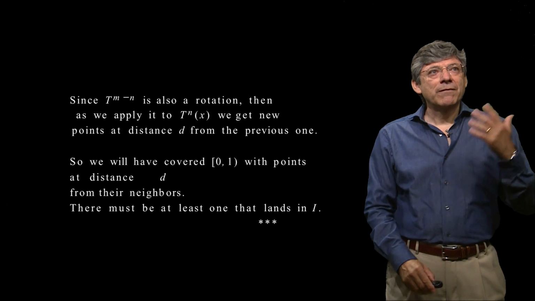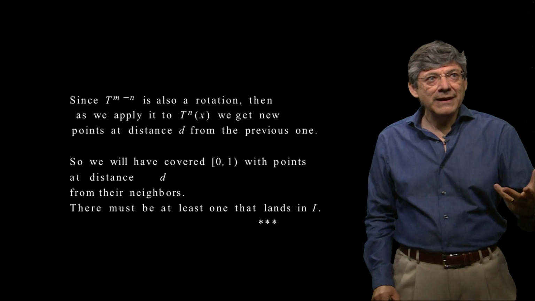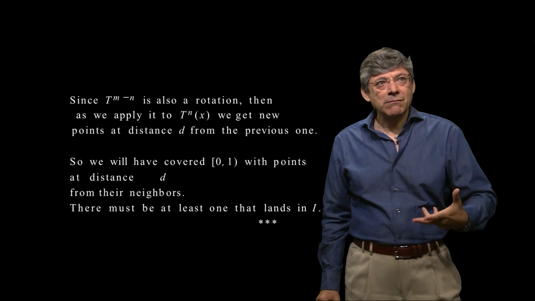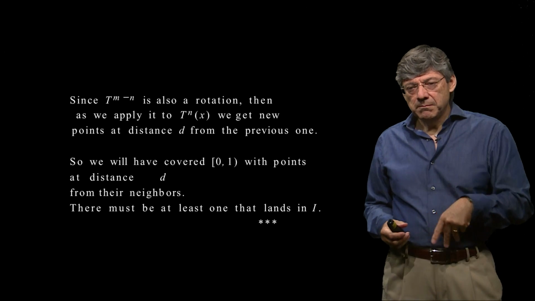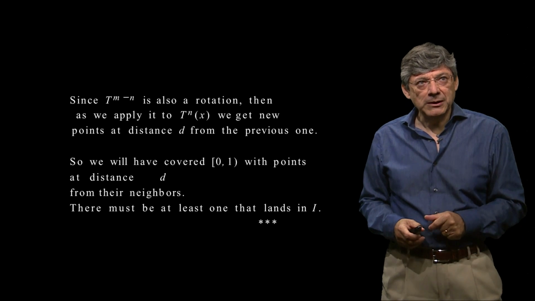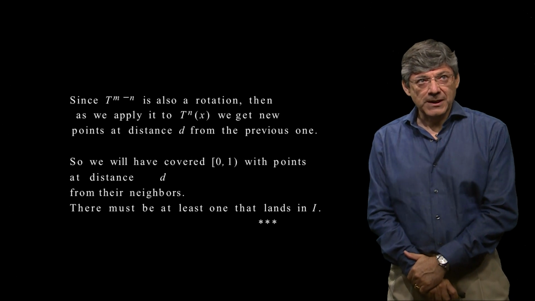So we're using the fact that t to the m minus n is a rotation. We apply that and we just rotate by that around, and we subdivide the interval into points that are distance d apart. This concludes our proof of Kronecker's theorem.